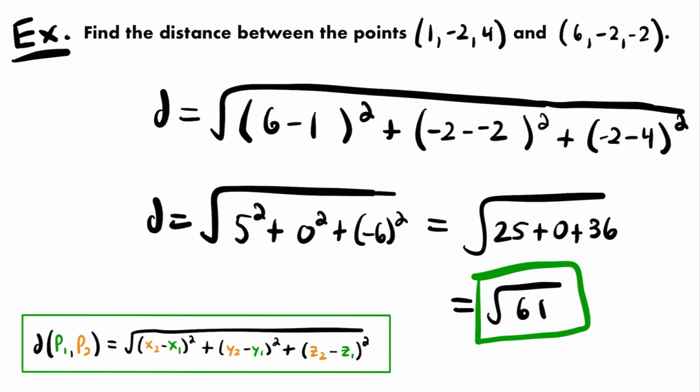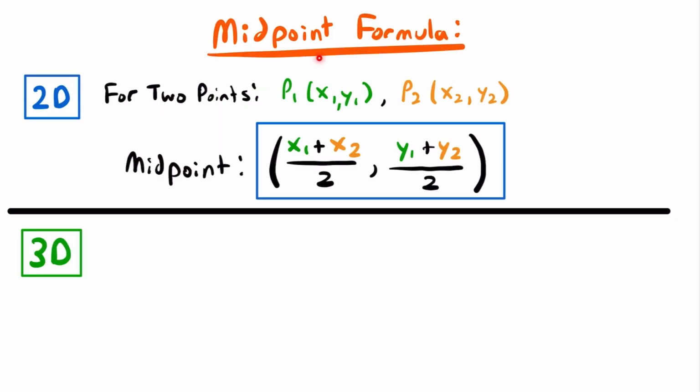Okay, so that's the distance formula in 3 dimensions. It's basically the same as using the distance formula in 2D, except now you just also need to account for those z-coordinates. All right, let's take a look at another formula. Next up, we have the midpoint formula, which we used in the 2-dimensional coordinate system to find the midpoint, or the point between 2 points.